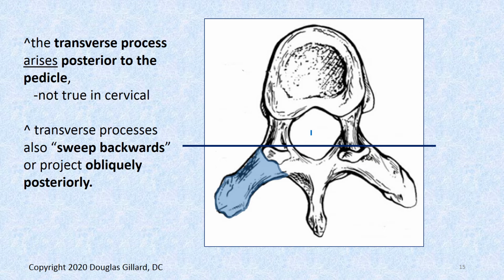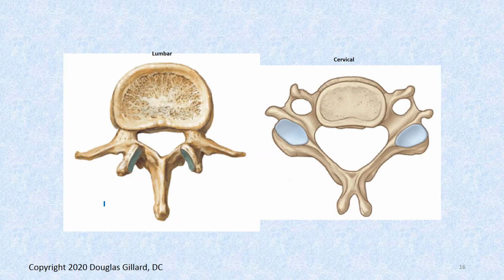Right, just showing you that the transverse processes arise posterior to the pedicle. The pedicle's right here. Just to show you, here's what the lumbar vertebrae look like. They're pretty much sticking straight out, maybe a tiny bit of sweep back. But cervicals are weird, we'll talk about that. We have a double-strutted transverse process on the cervicals. So that's weird. And they actually sweep forward instead of sweep back.